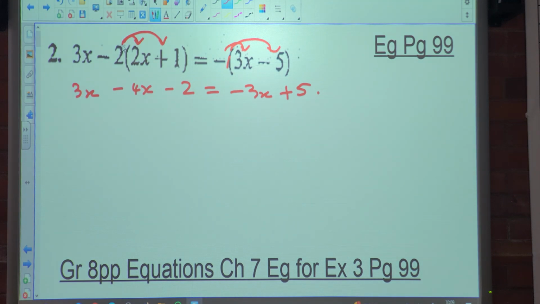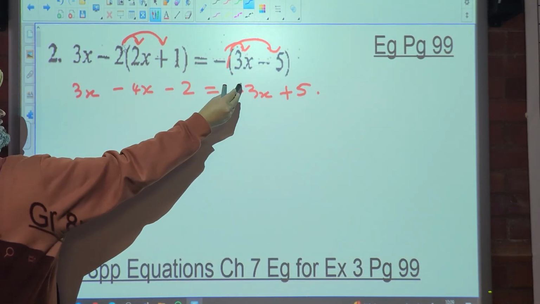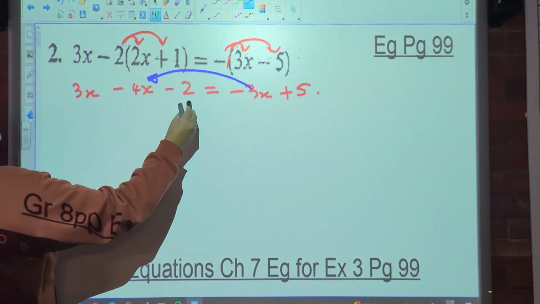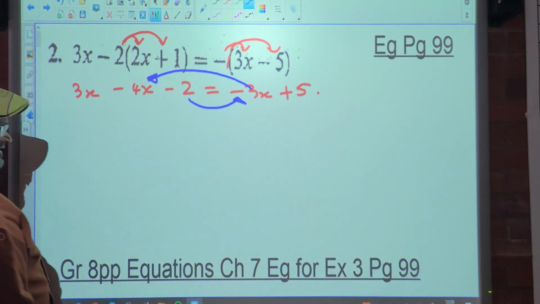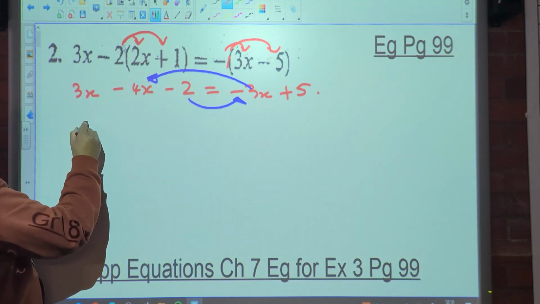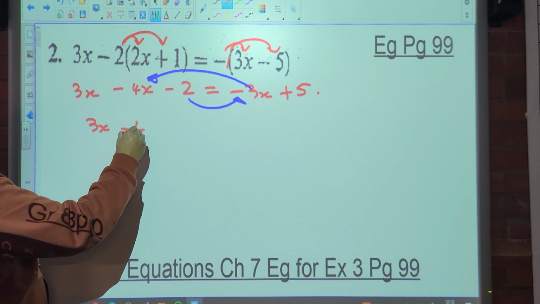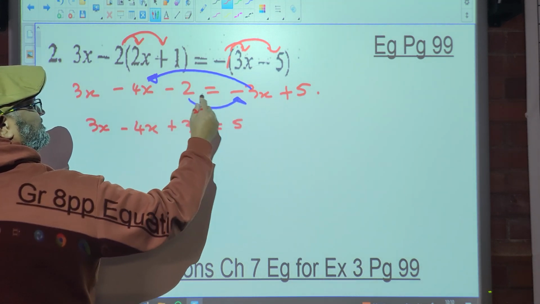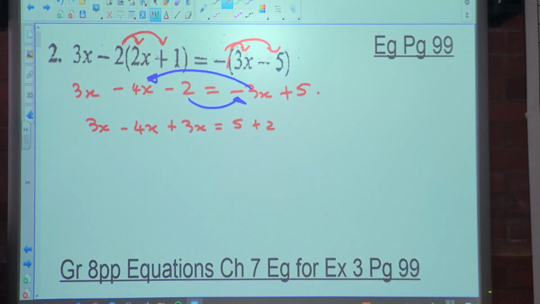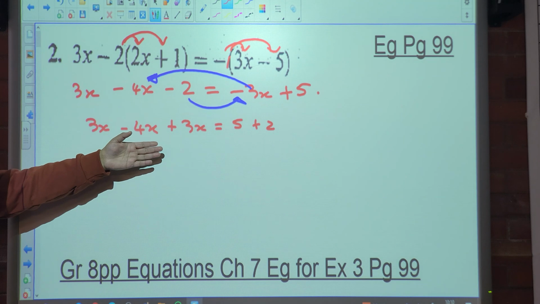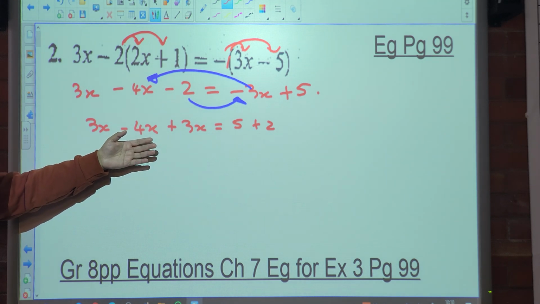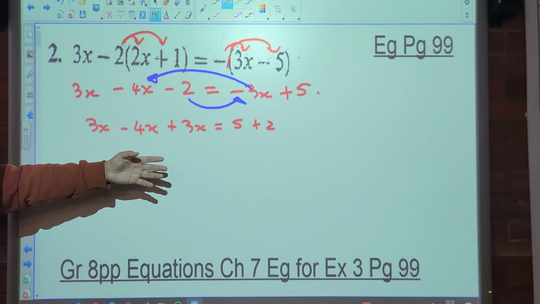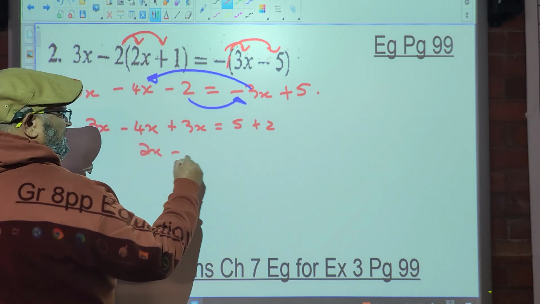So what do I do now? X is one side, numbers the other side. Not so? Okay? So negative 3x of course is going to go to the left hand side, whilst negative 2 is going to go to the right hand side. So what do I write down first? 3x minus 4x plus 3x. That's equal to 5 plus 2. What's 3x minus 4x? Negative 1x. Negative 1x plus 3x, 2x. Equals 5 plus 2 is?